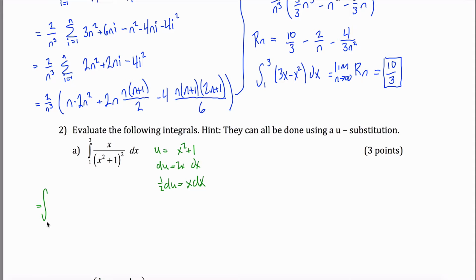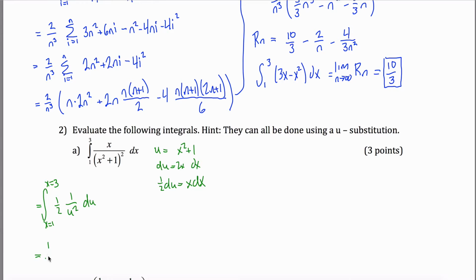Fine, the integral from x equals 1 to x equals 3, I'm keeping track of my endpoints, of 1 over u squared du with a 1/2 hanging around. The 1 over u squared came from this x squared plus 1, which is u, being squared in the denominator. And the x dx turned into half du, which leaves me here. And so, okay, I can figure that out.